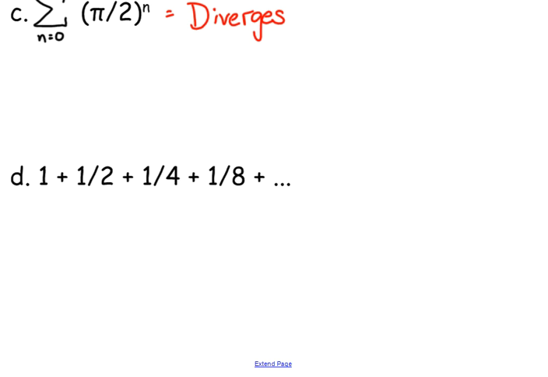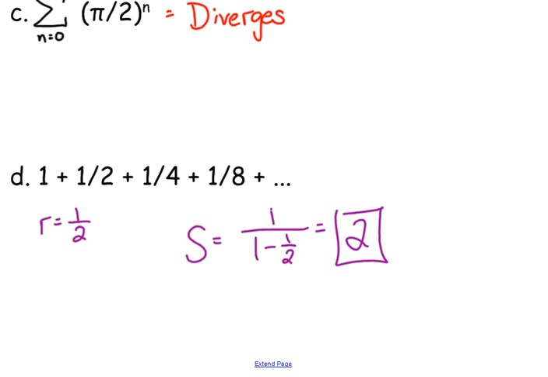All right, last one here, 1 plus 1/2 plus 1/4 plus 1/8. It's not given to us in equation form, it's given to us in sequence form. Is our common ratio less than 1? Yes. What is our common ratio? 1/2. We're multiplying by 1/2 every time. So the sum is equal to the first term, in this case 1, over 1 minus the common ratio. Common ratio is 1/2. 1 minus 1/2 is 1/2. 1 over 1/2 is 2.